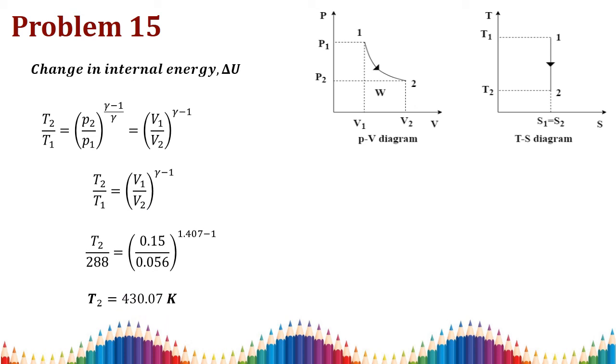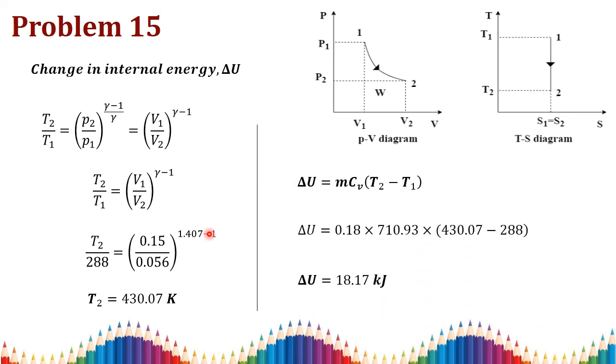Next, the problem asks about internal energy. What is the formula for internal energy? Internal energy is m Cv into (T2 minus T1). We know the mass and we know Cv, and we know the initial temperature T1, but we don't know the final temperature. Then again you can use the PVT relation. In the PVT relation we can equate either temperature and pressure or temperature and volume, but I am taking the temperature and volume terms. Substitute the values and you get the temperature T2 as 430.07 Kelvin. These are all given data, and gamma we found in the earlier slides. So you substitute T2 here, that is m Cv (T2 minus T1), and you will get the change in internal energy as 18.17 kilojoule.